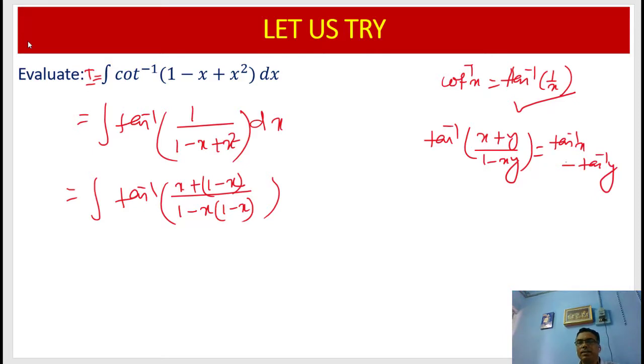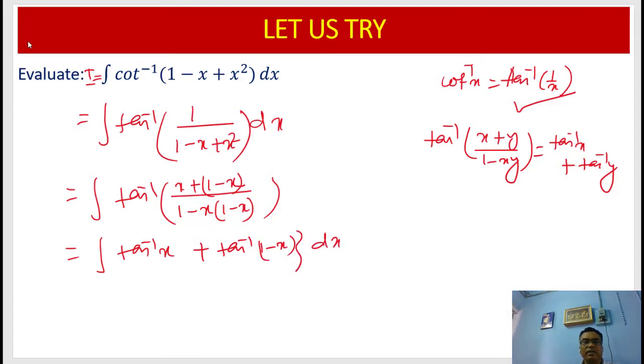It is plus, because of the plus sign. If it is minus in the numerator and plus in the denominator, it is minus. So it is tan inverse x plus tan inverse y. So I write integration of tan inverse x plus tan inverse (1 minus x) dx.